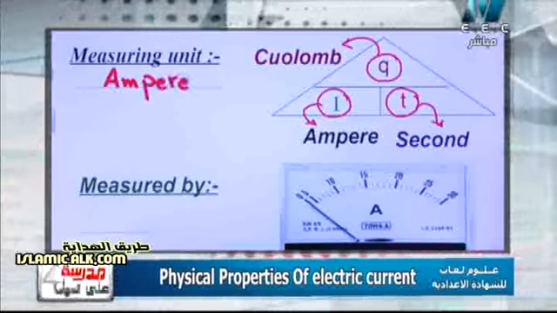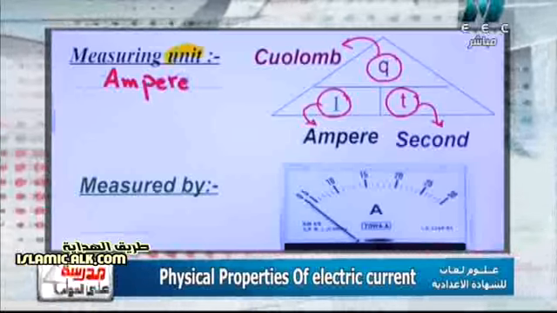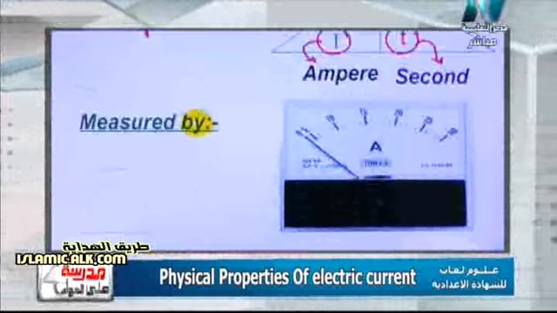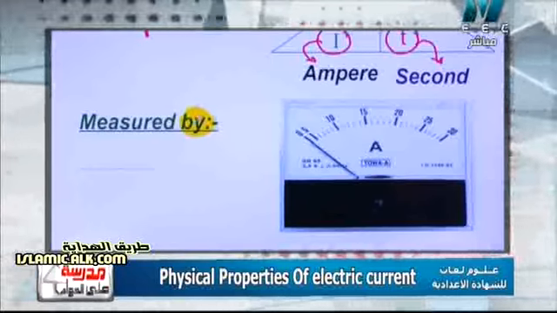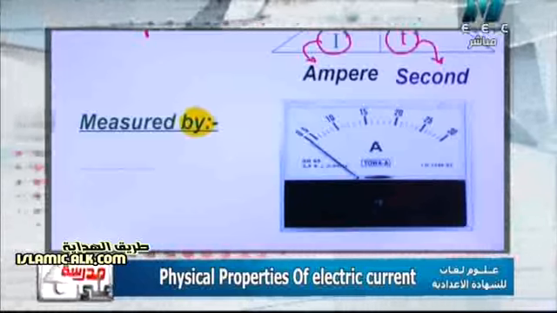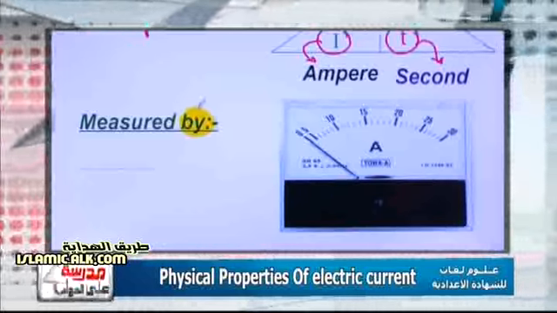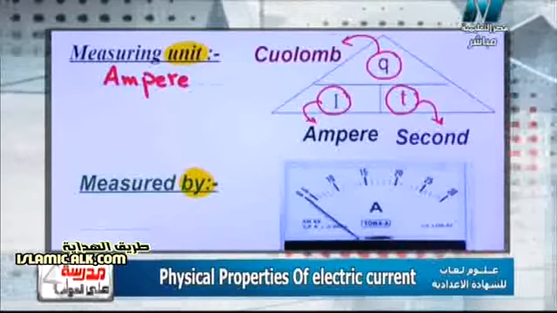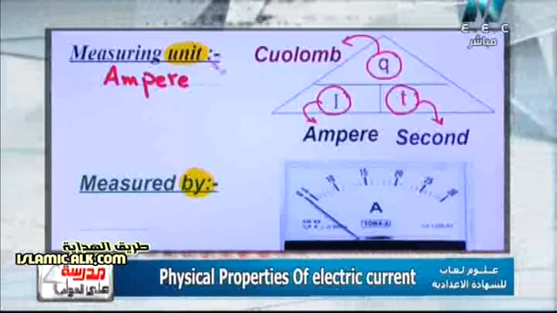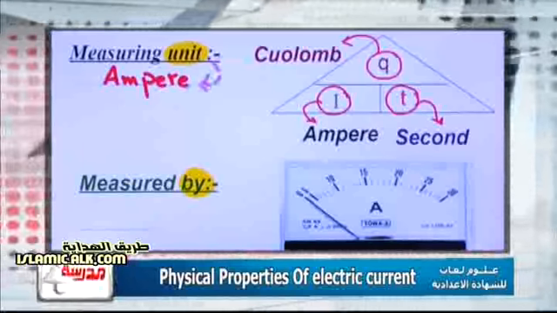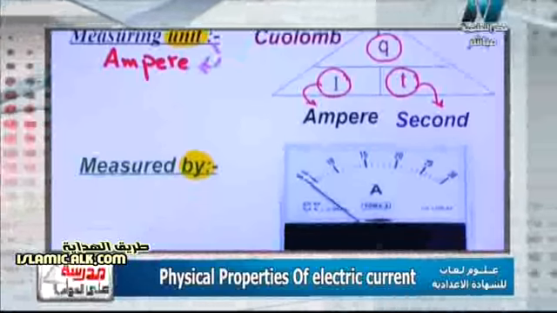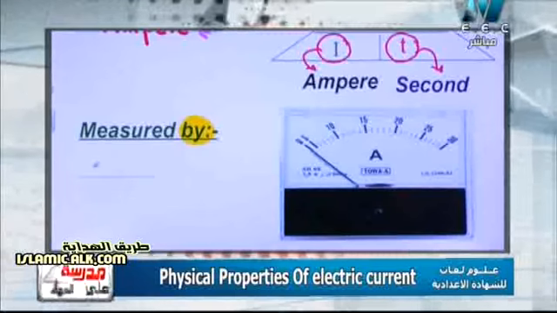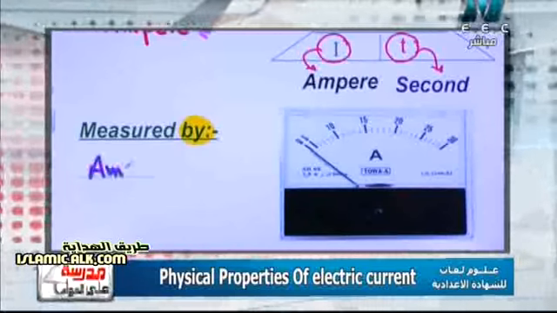We have to differentiate between measuring units and measured by. We ask about the device used to measure the electric current intensity. So we know now the measuring unit of electric current intensity is ampere, and the device used to measure the electric current intensity is called a meter.